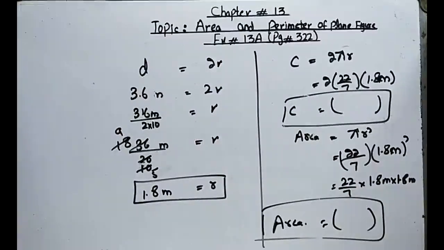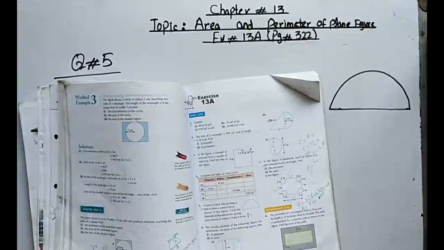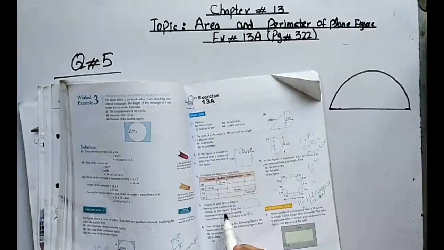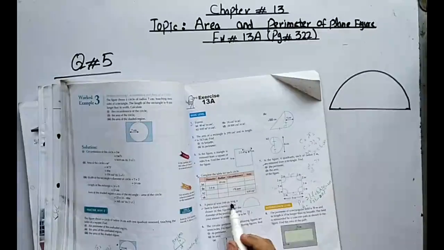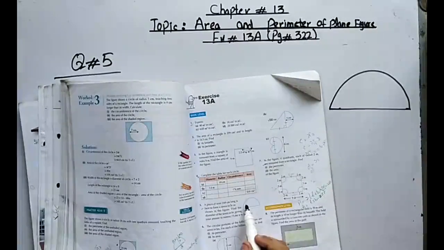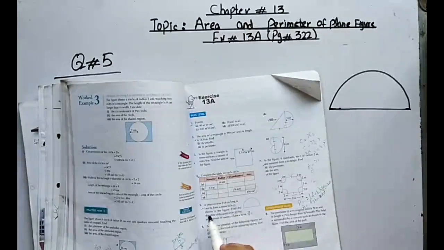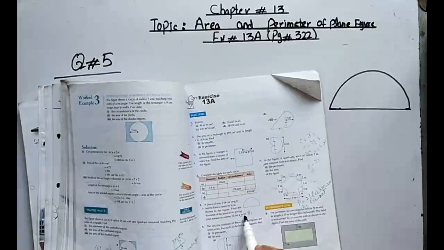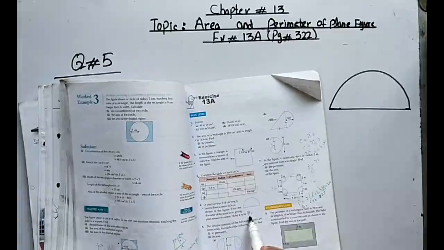Okay, now come to question number 5. A piece of wire 144 centimeter long is bent to form a semicircle. Semicircle means half circle, as shown in the figure. Find the diameter of the semicircle, giving your answer in meters. And then they are saying take pi to be 22/7. We will put the value of pi is equal to 22/7.